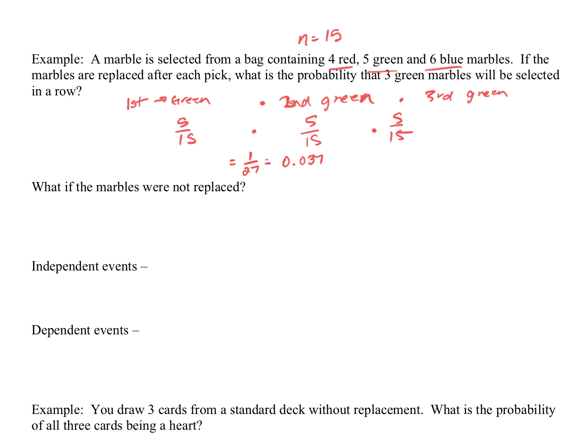How would that change if after I pull a marble out, I didn't put it back? Okay, so let's think, we're still gonna do the first marble times the second marble times the third marble. Okay, what's the probability the first marble is green? 5 out of 15. Now, if I don't put that marble back, how many green ones do I got? 4. And then how many am I drawing from? 14. And then that third marble would be 3 out of 13.